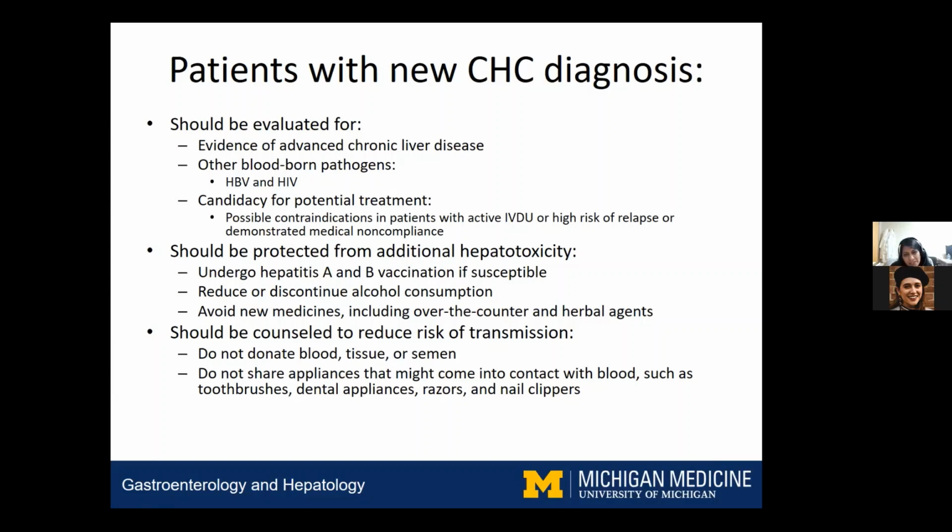Other ways to protect from additional liver toxicity are to check their Hep A and B status, and if those are negative, to vaccinate them; reduce or discontinue alcohol consumption so that we don't accelerate disease progression; and avoid new medications, including over-the-counter and herbal medications, during treatment. They should also be counseled to reduce risk of transmission. Now, all blood in the United States gets screened for hepatitis C, and not sharing drug use equipment or other appliances that might come into contact with blood, including toothbrushes, dental appliances, razors, and nail clippers, is also recommended by the societies.